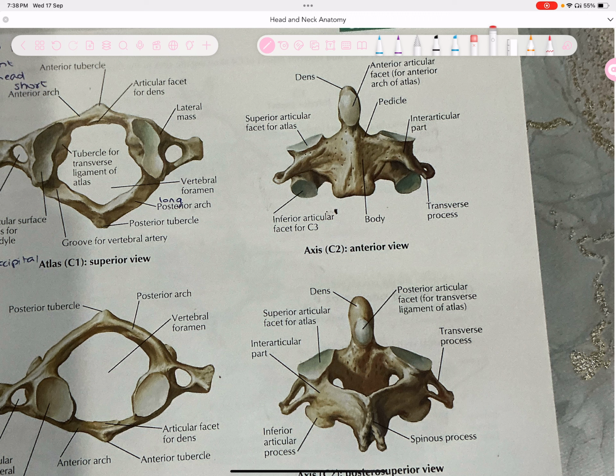Now, this forms the atlantoaxial joint. What am I trying to tell you here? That the superior articular facet of the axis articulates with the inferior articular facets of the atlas. So this forms the atlantoaxial joint. Now, the transverse processes are very small and represent the true posterior tubercles only.